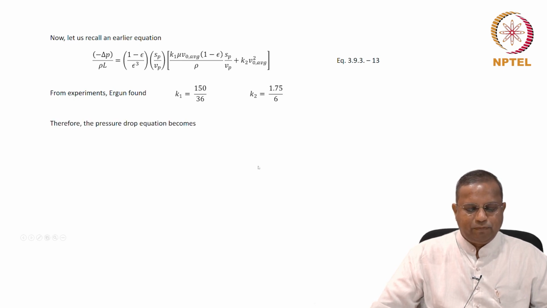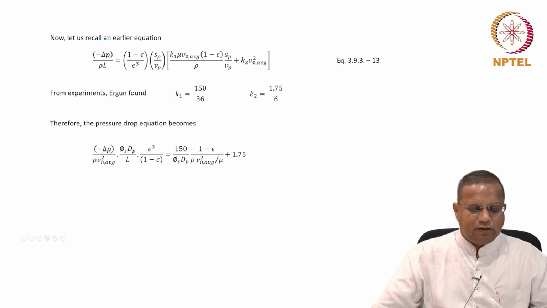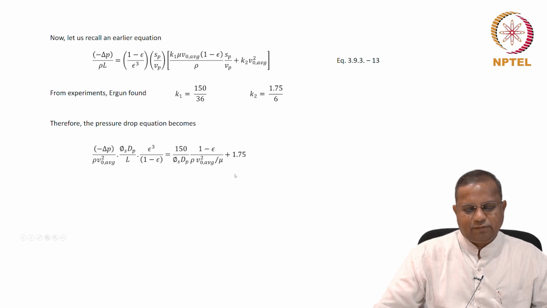And therefore, for a packed bed, the pressure drop is one of the important design parameters. The pressure drop equation becomes minus delta P by rho V naught average squared times phi s dP by L, epsilon cubed by 1 minus epsilon, equals 150 by phi s dP, 1 minus epsilon, rho V naught average squared by mu, plus 1.75. Essentially substitute this and then recast this expression, we will get this.